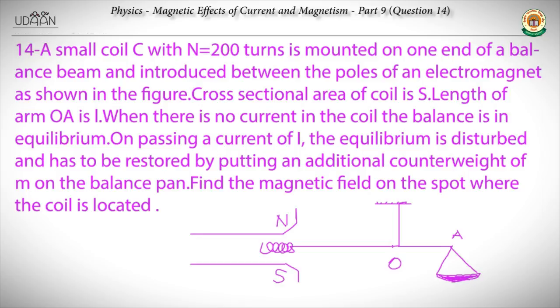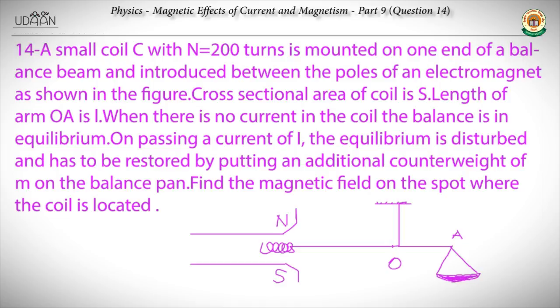Now when we switch on the current, a magnetic moment is formed. Because of that, a torque acts upon this whole apparatus. To counterbalance that torque, to keep this coil and pan in equilibrium, we have to add an additional mass M. So we are changing the torque, and as a result we need some more mass to balance it.